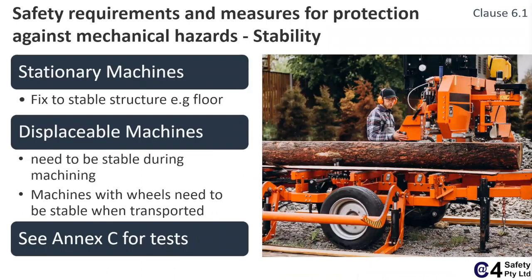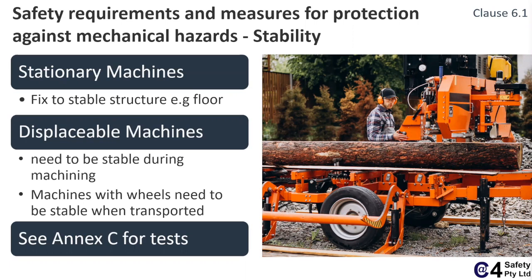We did promise you we'd talk about stationary machines and displaceable machines. In stationary, you're fixing it to a stable structure, almost certainly the floor. We have a nice little displaceable machine image there. It's got to be stable during machining. You don't want it moving around, but then it comes with wheels to be used when transported. Annex C gives you the tests around how you make sure things are stable. So the annexes are particularly useful in this, really for the machine builder in that sense, isn't it?